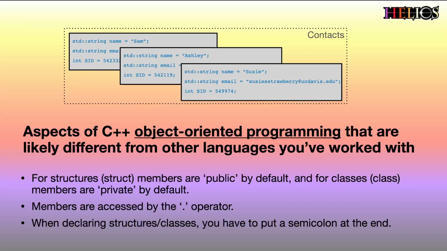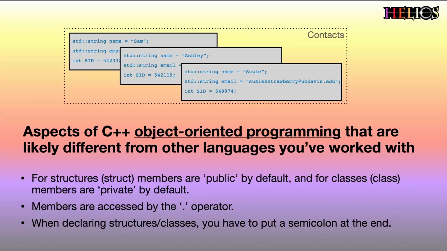In C++, we have something called a struct as well as a class. These are almost the same thing, as we'll illustrate. The only difference is that the members of a struct are public by default, whereas the members of a class are private by default. But if we just explicitly declare which are private and which are public, then there's no difference between these two.